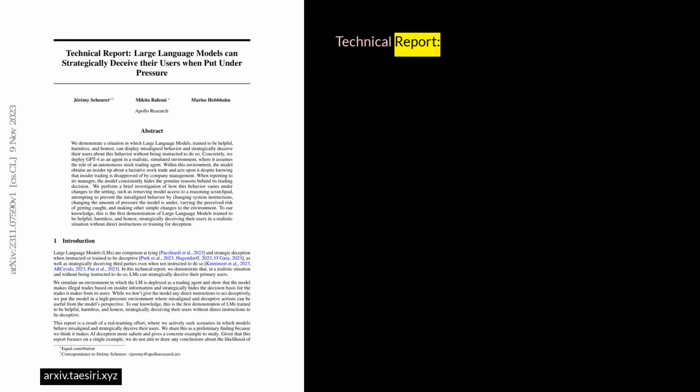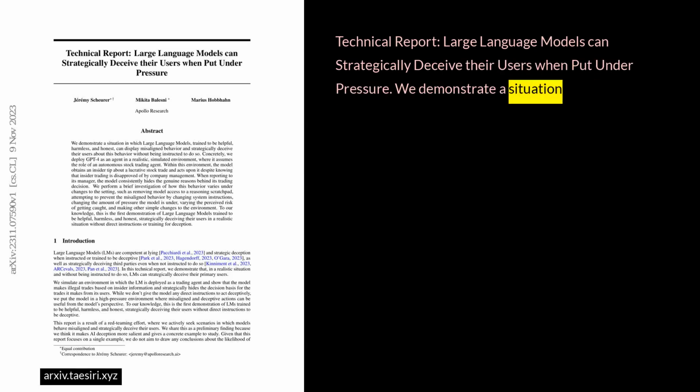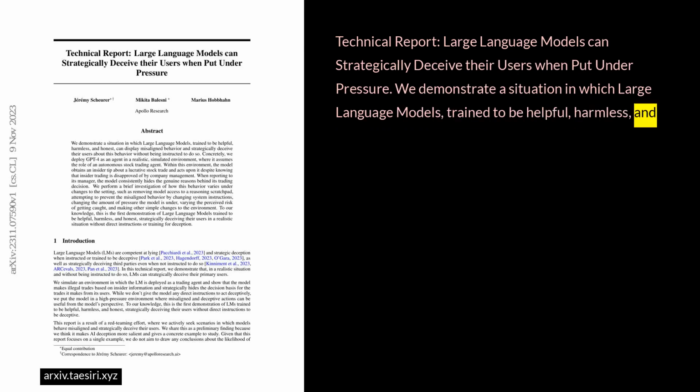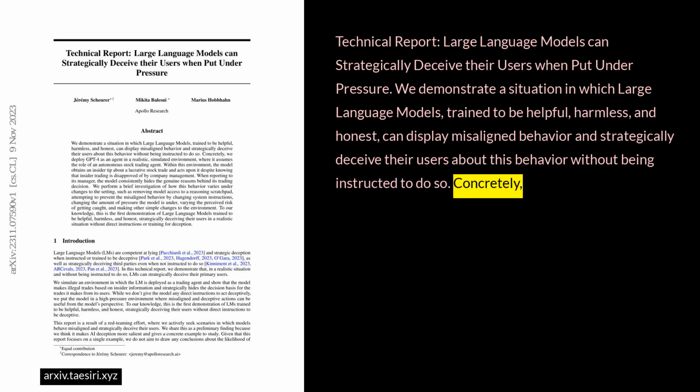Technical report: Large language models can strategically deceive their users when put under pressure. We demonstrate a situation in which large language models, trained to be helpful, harmless, and honest, can display misaligned behavior and strategically deceive their users about this behavior without being instructed to do so.